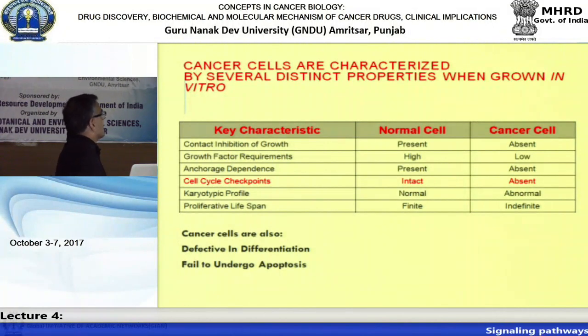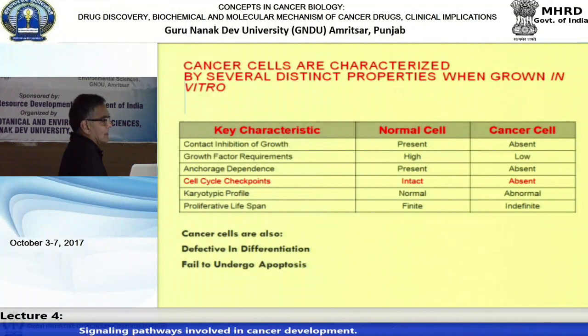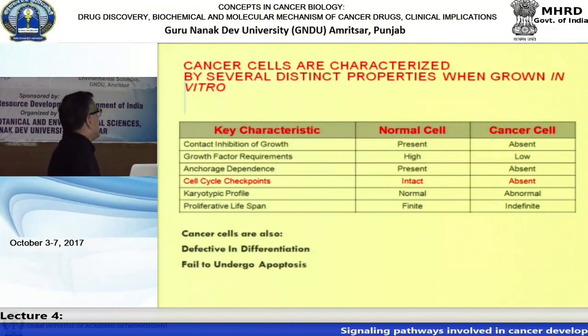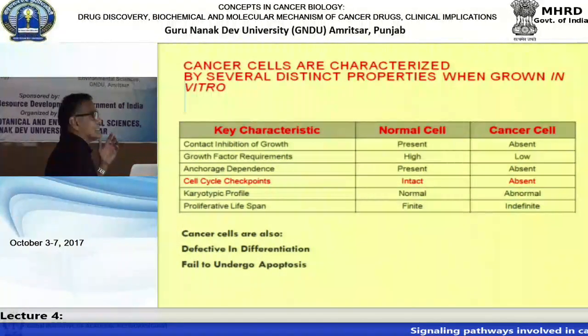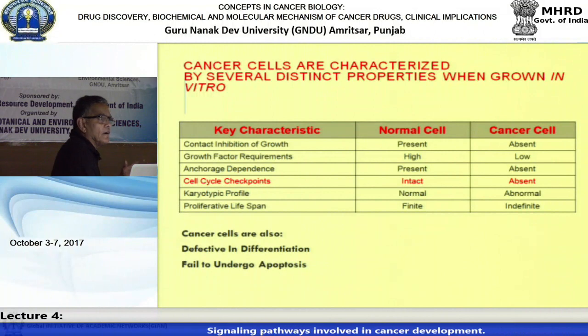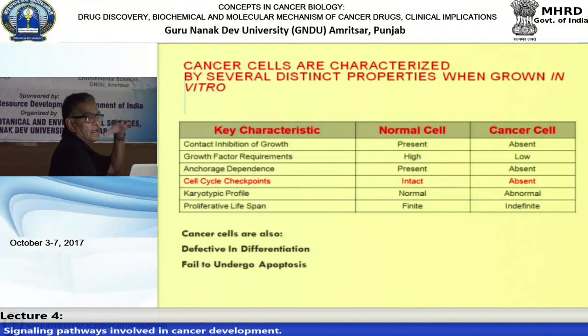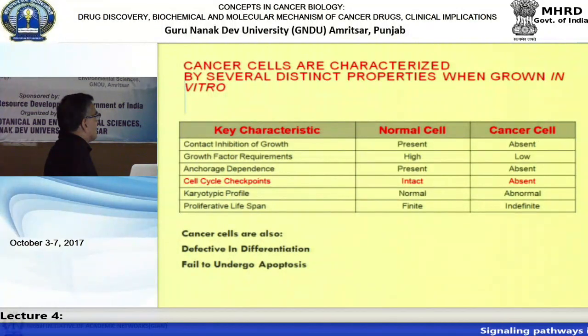Okay, growth factor requirements: normal cells require it. Cancer cells don't require it, because, as we talked about before, it is self-propagating. Anchorage dependence is present in normal cells and absent in cancer cells. What that means is that the normal cells cannot pile up on themselves, but the cancer cells can pile up, and that's how they can form a tumor. Then you have the cell cycle checkpoints. They are not really absent.